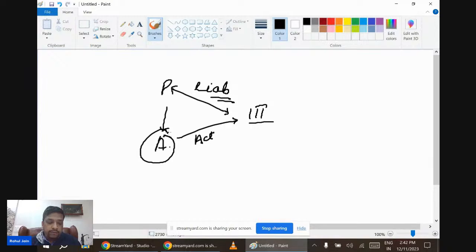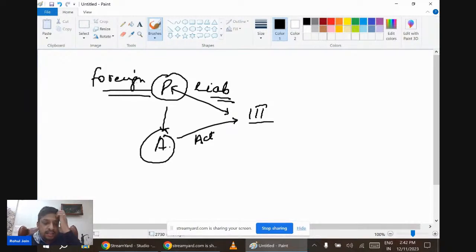Now, under what situation is the principal agent having personal liability? Number one, when the principal is a foreign principal. The logic behind it is to avoid hardships to the third person in pursuing a case against the principal, so you may catch the agent.